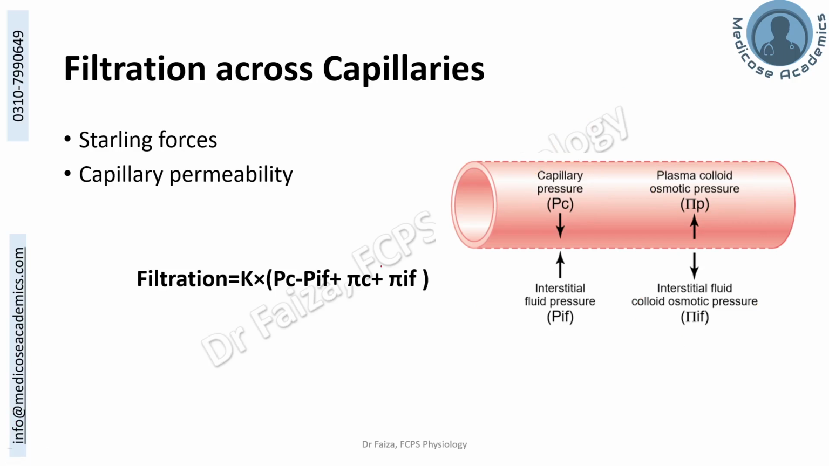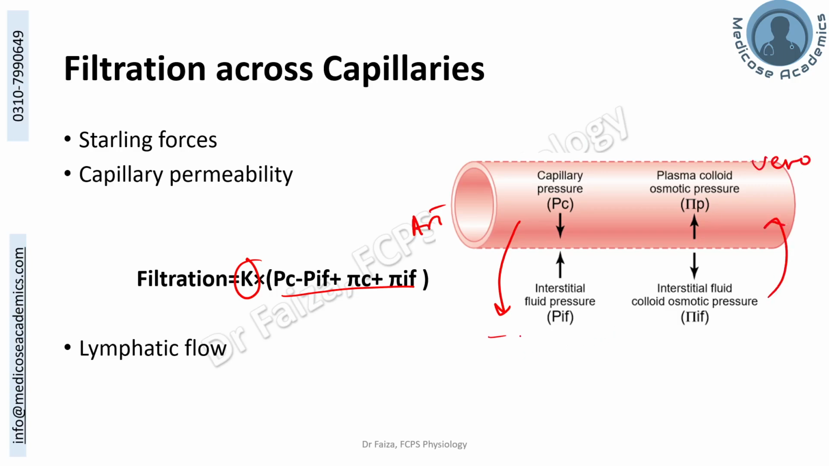So filtration across the capillary is governed by the permeability, as you can see the filtration coefficient over here, and the net filtration pressure, which is decided by the resultant of these four Starling forces. The fluid which is filtered at the arterial end of the capillary gets reabsorbed at the venous end of the capillary, but these are not exactly the same. Some of the fluid is left over here in the interstitium, and this is carried away by the lymphatics back into the circulation.